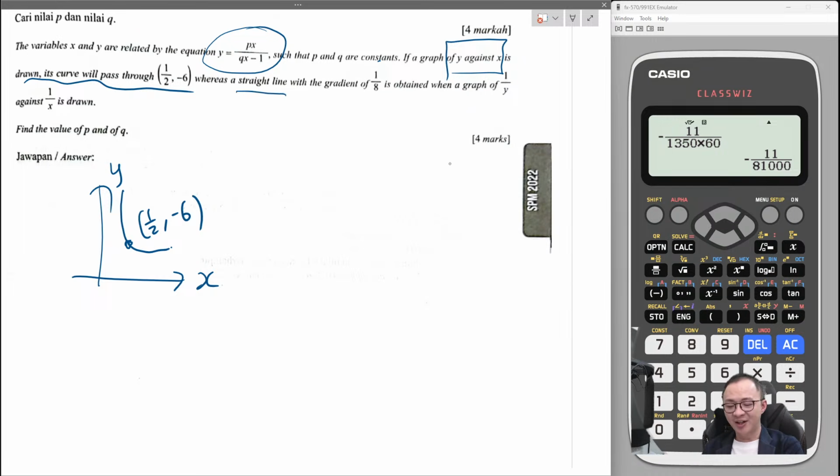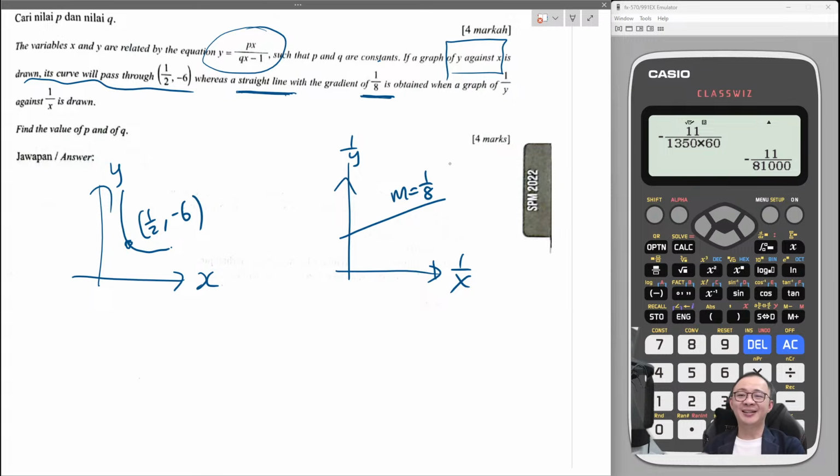Whereas a straight line with a gradient 1 over 8 is obtained when the graph is 1 over y against 1 over x. Now I got the straight line. The gradient of the straight line is 1 over 8. Do you see? I get everything from the question itself. I haven't done any math yet. I just draw out two different graphs and I know I need to do some comparing lah.